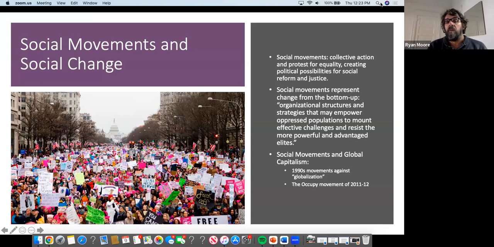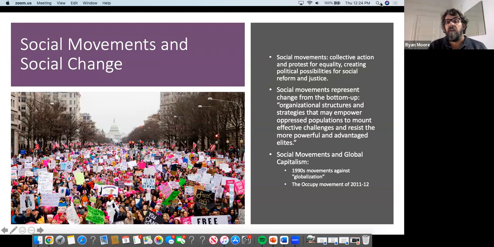So, in looking at the labor movements and the movements that we'll be talking about in this lecture, we see how social movements represent change from the bottom up, from a more grassroots, participatory, democratic kind of movement. And that is defined here, quoting, as organizational structures and strategies that may empower oppressed populations to mount effective challenges and resist the more powerful and advantaged elites.